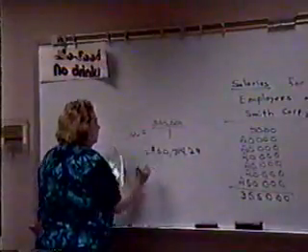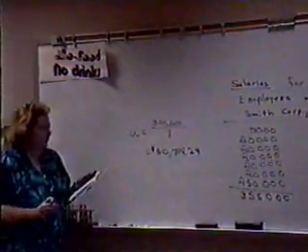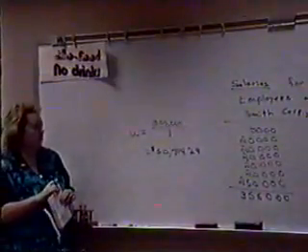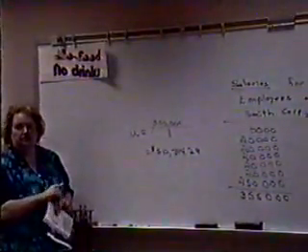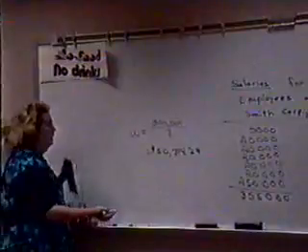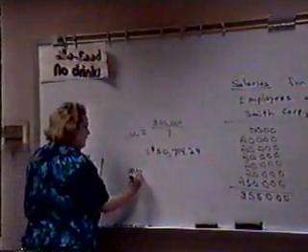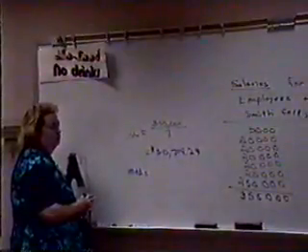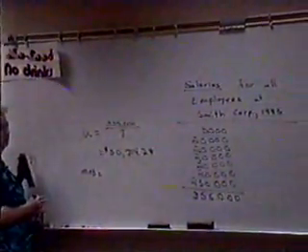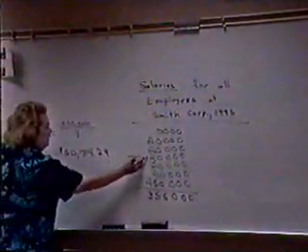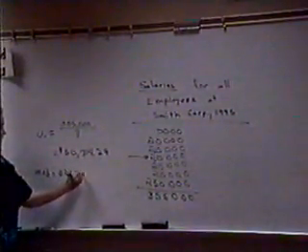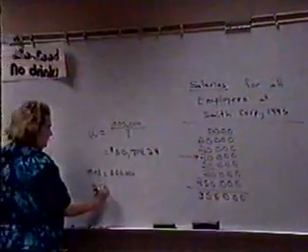We're talking about money, so I'm going to keep two decimal places. The average is $50,714.29. What is the median? Median right here is $20,000. And the mode.